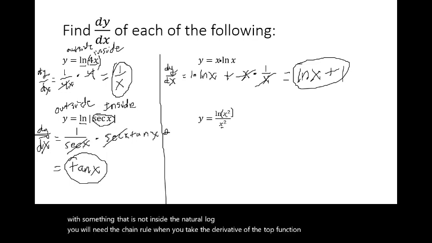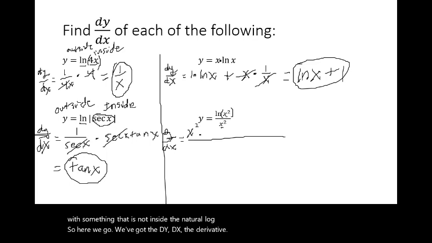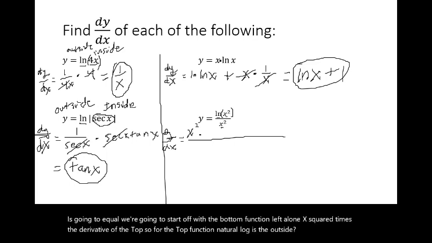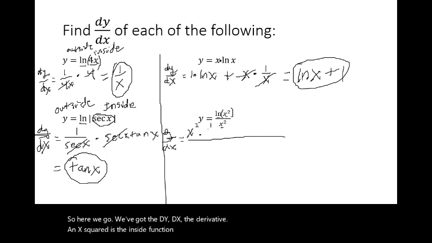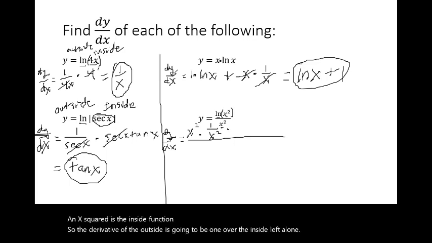So here we go. We've got the dy dx, the derivative, is going to equal, we're going to start off with the bottom function left alone, x squared, times the derivative of the top. So for the top function, natural log is the outside, and x squared is the inside function. So the derivative of the outside is going to be 1 over the inside left alone. Then we're going to multiply it by the derivative of the inside. Derivative of x squared is 2x.